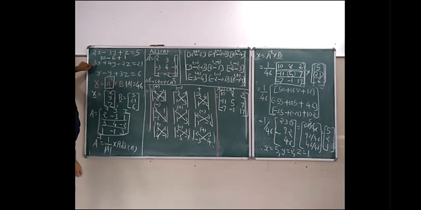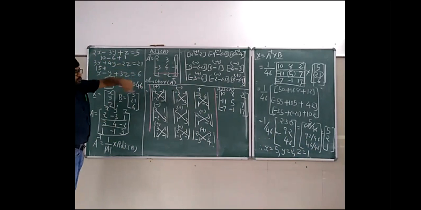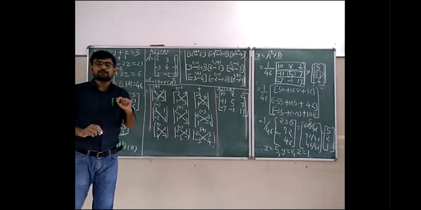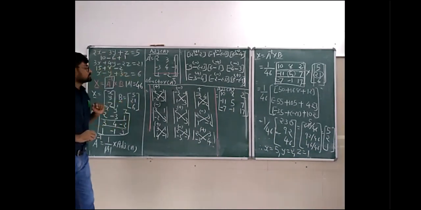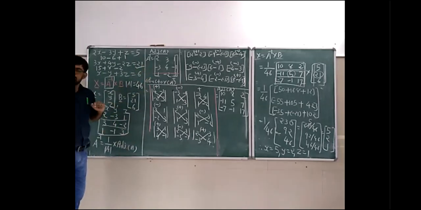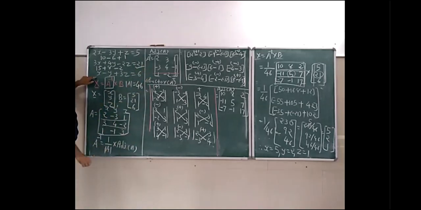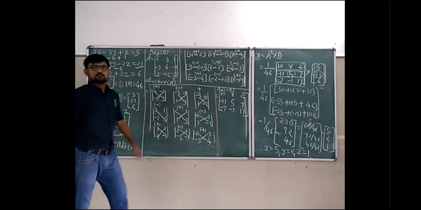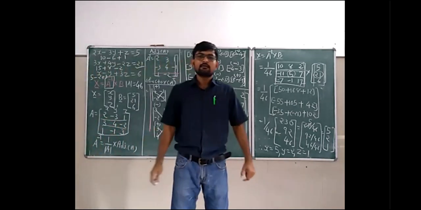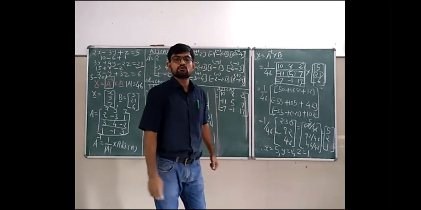Here, x is 5. 5 is a 15. Plus 4 into y, 2. 4 into 2, 8. And 2 into 1, 2. So 15 plus 8, 23. 23 minus 2, 21. Verified? Similarly, you can verify here 5 minus y is 2 plus 3 into 1, 3. So 5 minus 2, 3. 3 plus 3, 6. So all equations are solved and we can say our answer is true.